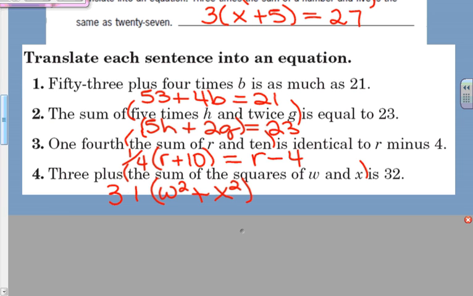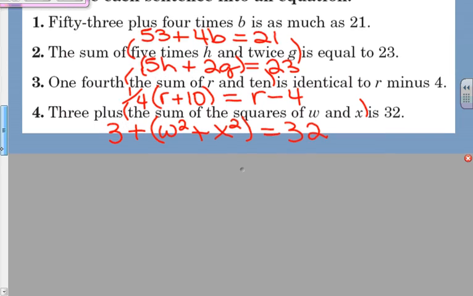3 plus goes in front, then the parentheses with w squared plus x squared goes behind. And we're done. The sum of the squares, w squared and x squared, plus 3. This is telling you to add those squares first before you add 3.